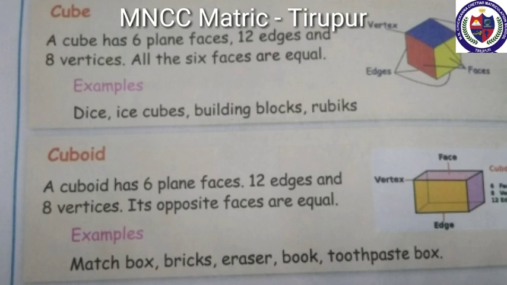Next one, properties of 3D objects. First one, cube. A cube has 6 plane faces and 12 edges. All the 6 faces are equal. Examples: dice, ice cubes, building blocks, Rubik's cube. Second one, cuboid. A cuboid has 6 plane faces, 12 edges and 8 vertices. Its opposite faces are equal. Examples: matchbox, bricks, eraser, book, toothpaste box.